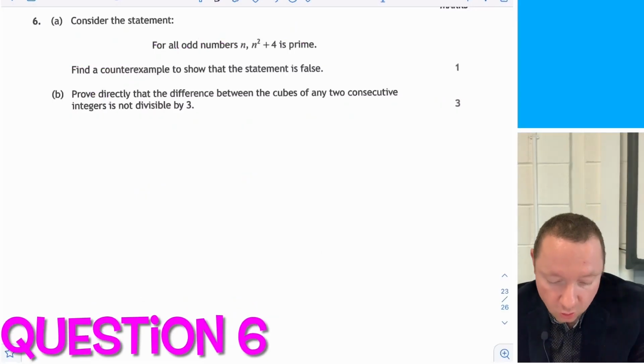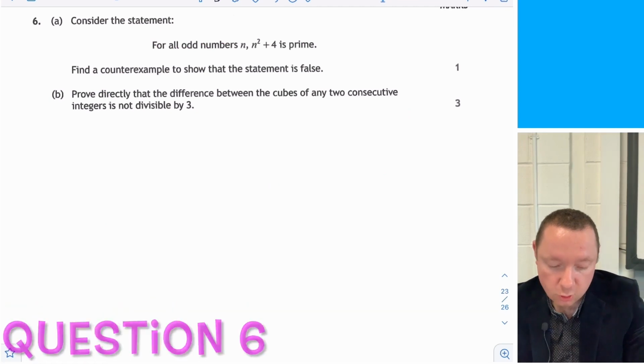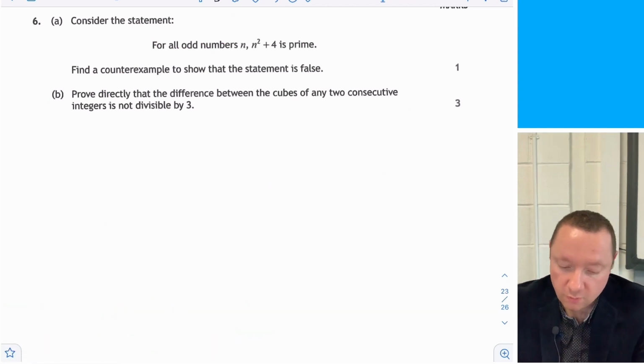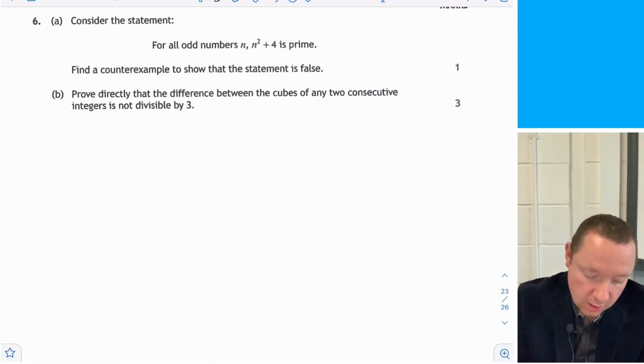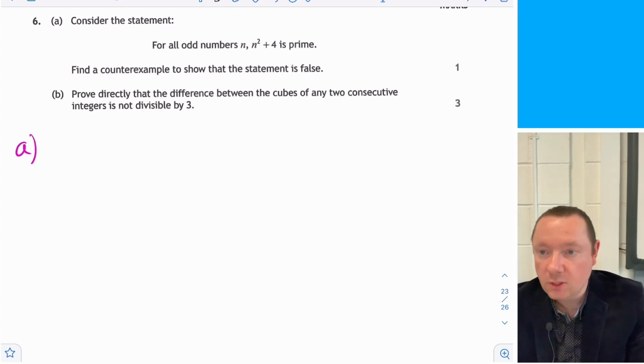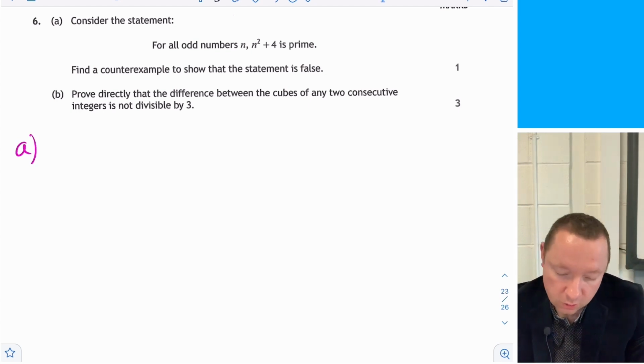Consider the statement: for all odd numbers n, n squared plus 4 is prime. Find a counterexample to show that the statement is false. Nice and simple, this one. We just need to find the number, odd. So we just try it in our heads.